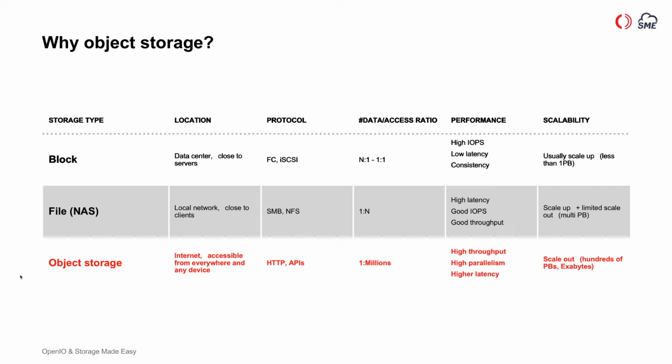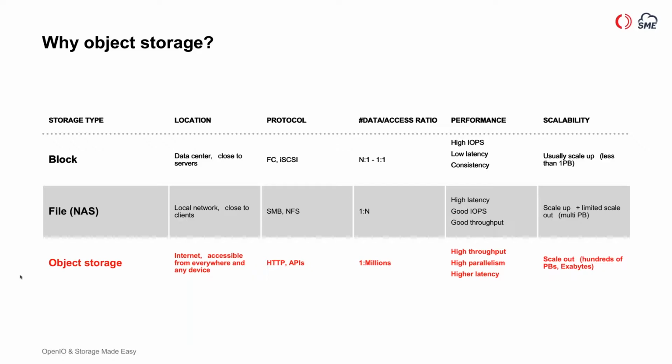It's accessible from everywhere because it uses protocols that are thought for the internet. A single element, a single file, a single object, a single volume could be accessed by millions of devices at the same time. It provides high throughput, high parallelism, and also higher latency. But actually, this is not a problem because most of the time there are limitations in the path between the device and the storage system. These systems are usually scale out, several petabytes or exabytes, even though they can start very small sometimes.